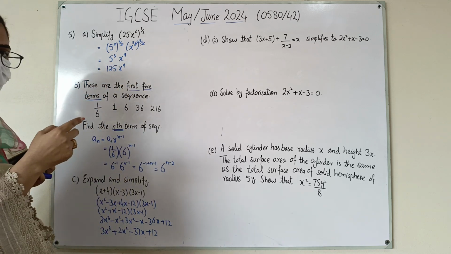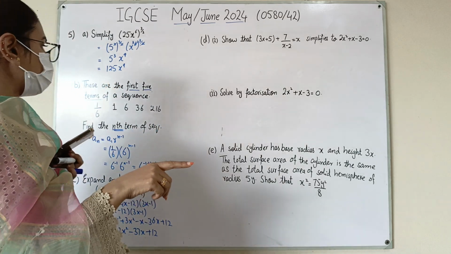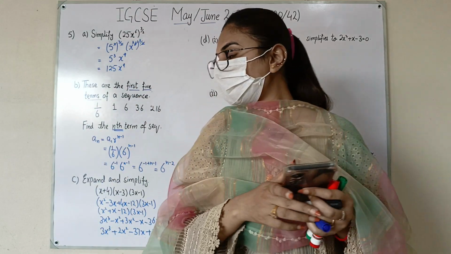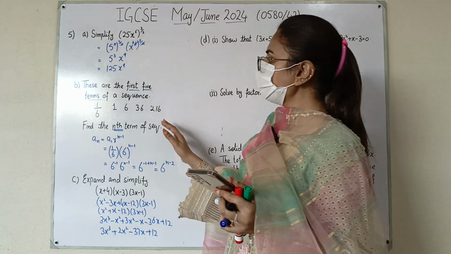5^3 means you have to multiply 5 three times by itself: 5 multiplied by 5 multiplied by 5. So you will get 125x^9. This was quite a simple question from algebra. Now let's move towards the second, which is basically part B of this question.